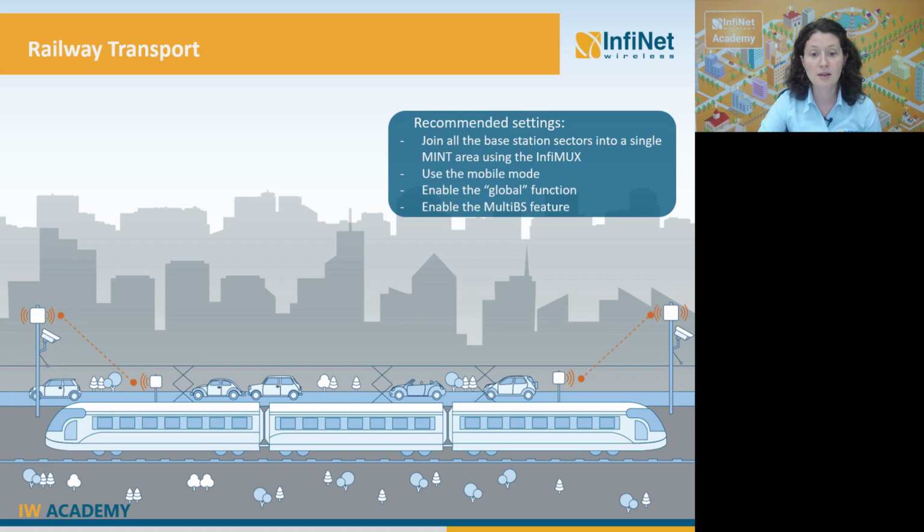The following settings are recommended. Join all the base station sectors into a single Mint area using the Infimax. Use the mobile mode in this case, as we have increased speeds. Enable the multi-base station and the global features. This sums up the details for the railway transport.